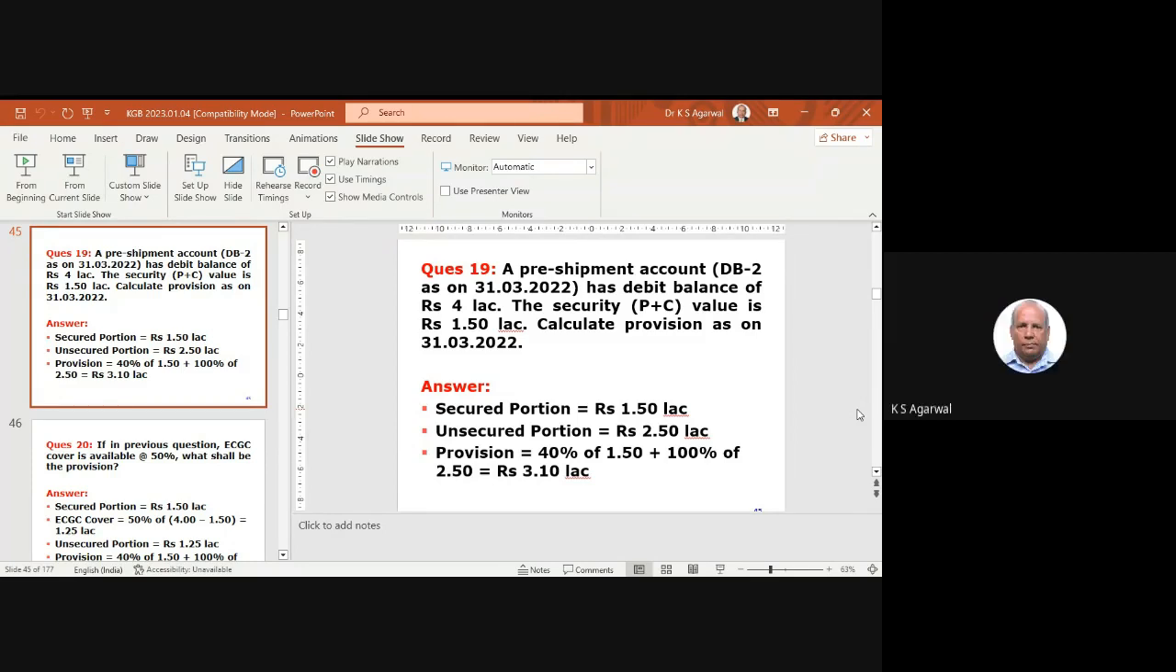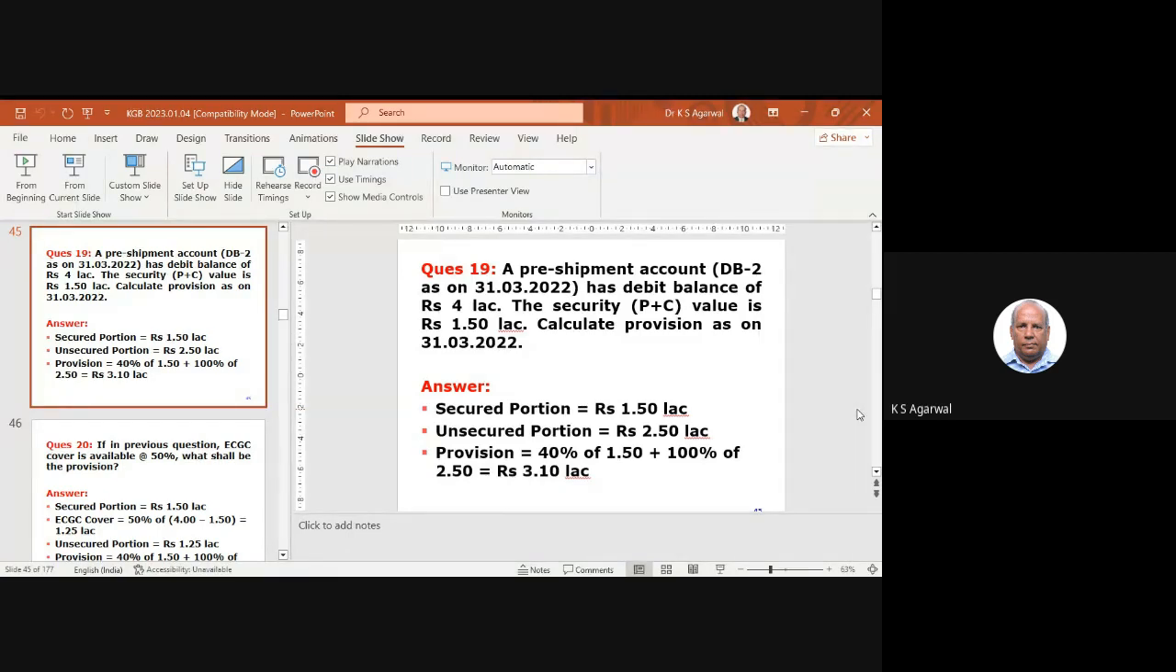Sure, sir. So a pre-shipment account, it is in the nature of CC account. It is DB2 as on 31st March 22. It has a debit balance of 4 lakh. The value of security, primary and collateral, is 1.5 lakh. Calculate provision as on 31st March.